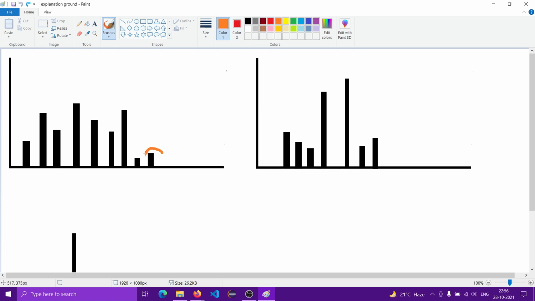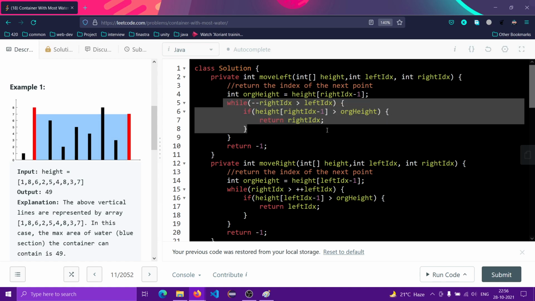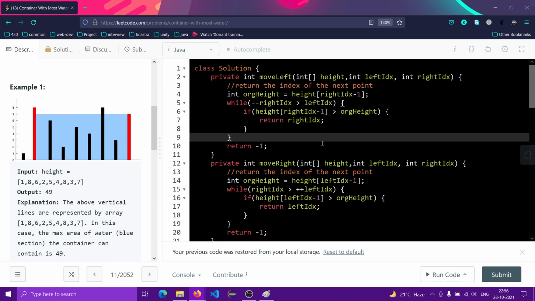So for example, this was our initial right edge. Now when we move one step inside, do we get an increase in height? No. So are we going to stop here? No. Then we keep moving inside till we find a height that is greater than this one, and then we will stop. I hope you understand that now. So that exactly is what this while loop is doing. You can do it your own way, and that would be better for you to understand.